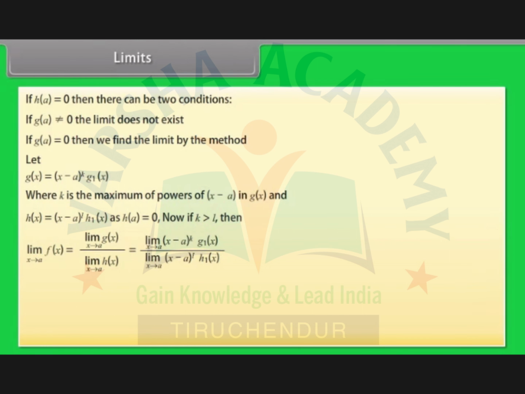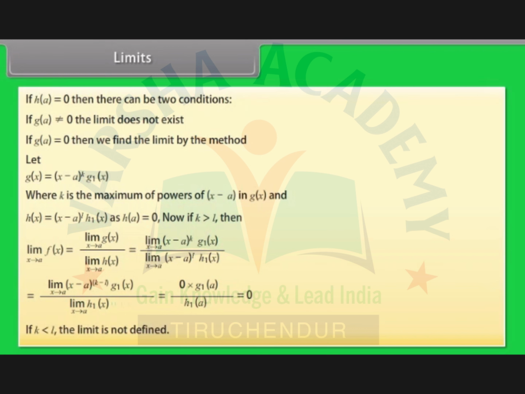limit x tends to a of f(x) is equal to limit x tends to a of g(x) by limit x tends to a of h(x), which is equal to limit x tends to a of (x − a)^k · g1(x) by limit x tends to a of (x − a)^l · h1(x), which is equal to limit x tends to a of (x − a)^(k − l) · g1(x) by limit x tends to a of h1(x), which is equal to 0 into g1(a) by h1(a), which is equal to 0.